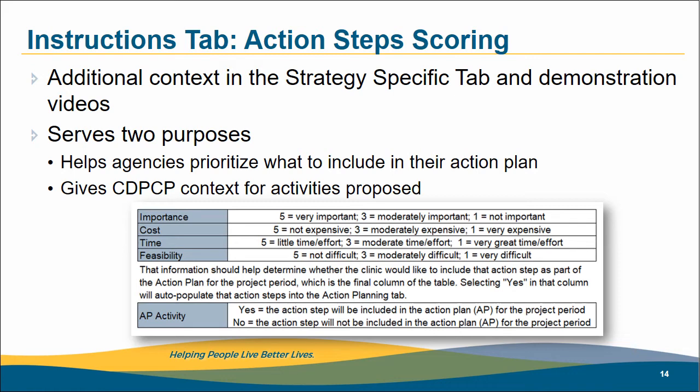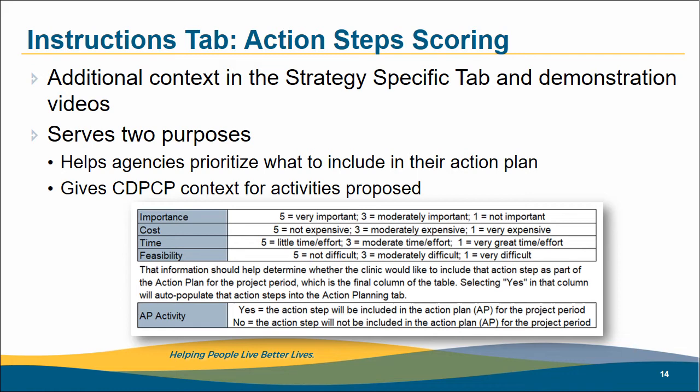Essentially, for every strategy that your organization will be implementing, there's a spot within the strategy-specific tab where your organization can brainstorm potential action steps to take as a way to advance that strategy. For every action step that's brainstormed, you then are encouraged to reflect on 4 different elements. 1, how important is that action step to advancing the strategy? 2, how expensive is it to implement the action step? 3, how much time or effort does it take to implement that action step? And then 4, feasibility, or how difficult would it be to implement that action step during the project period.